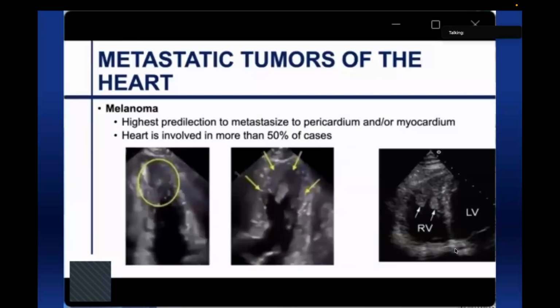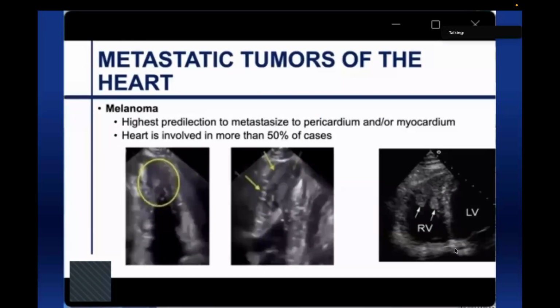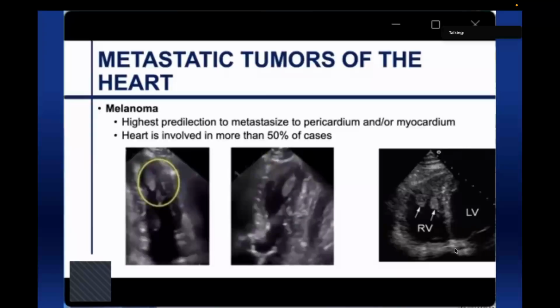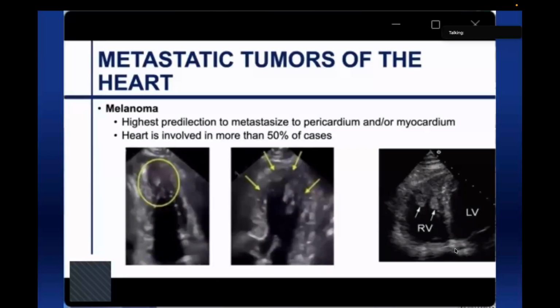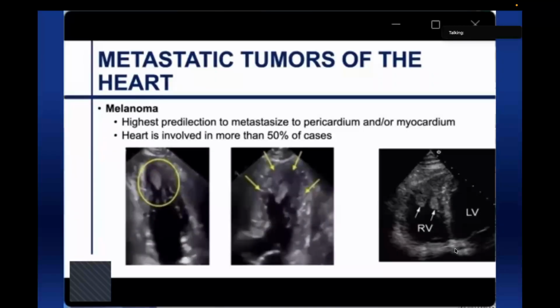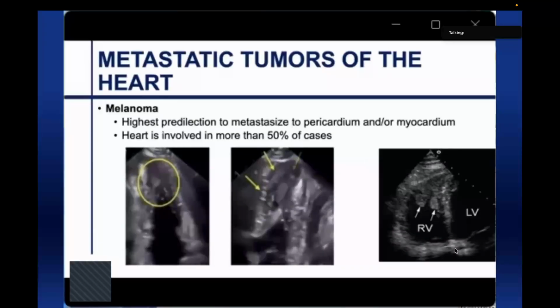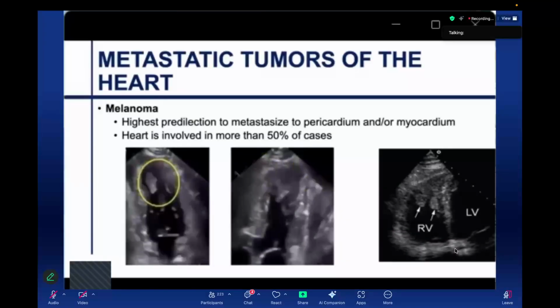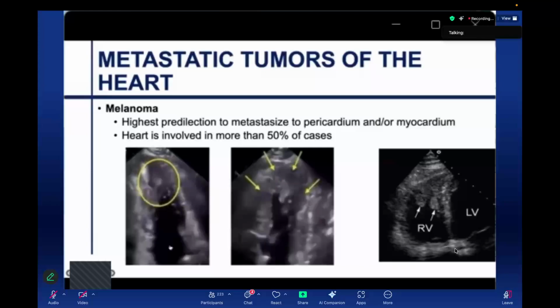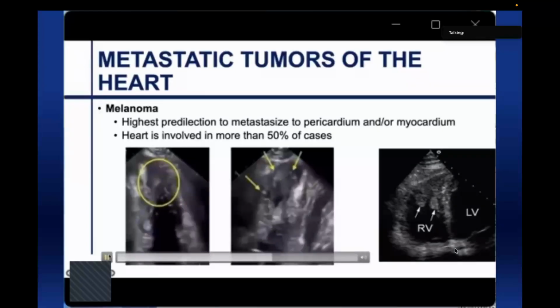Another example of a metastatic melanoma that's involving the apex of the LV. You can see this over here. This patient, you would have it from the fluid context of a melanoma with intracardiac.